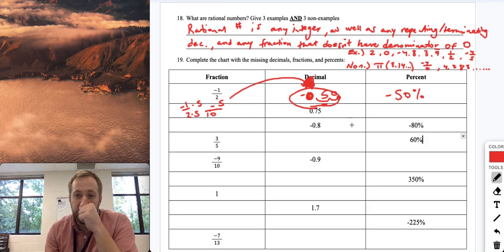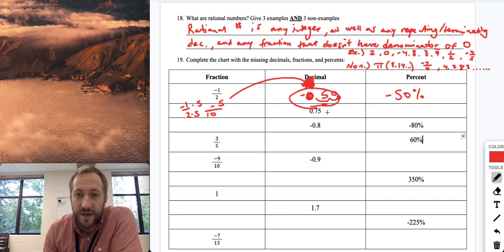All right? Let's look at this one. Decimal into a percent. All I do is move the decimal twice. 1, 2. Now it's 75%.